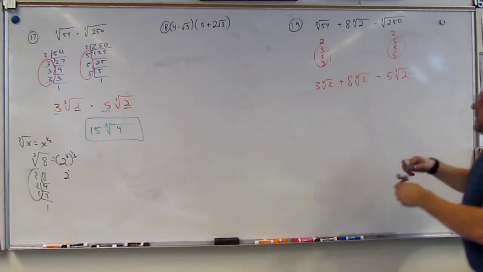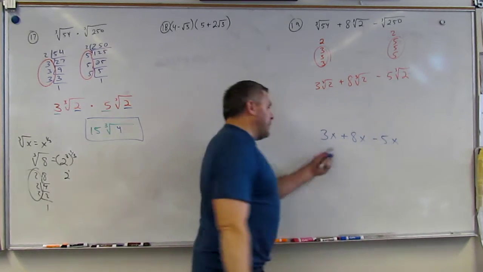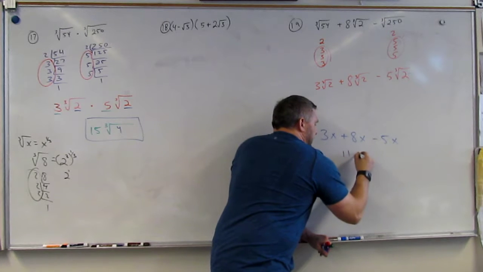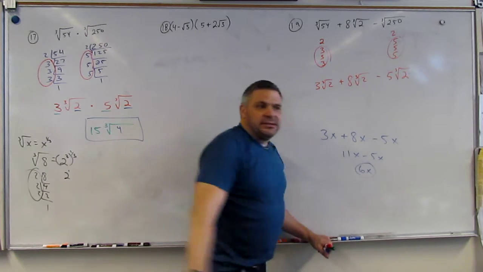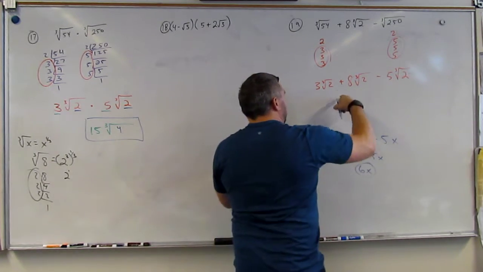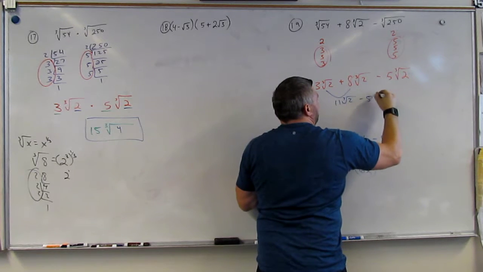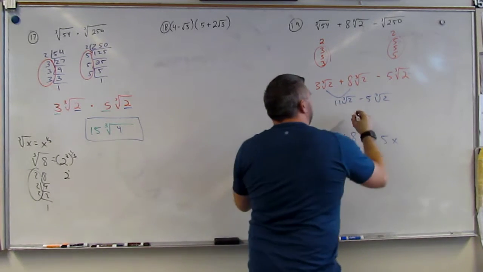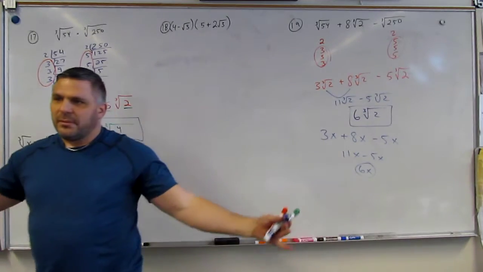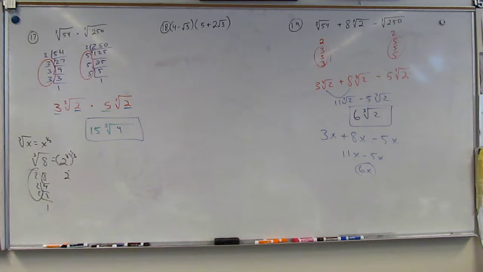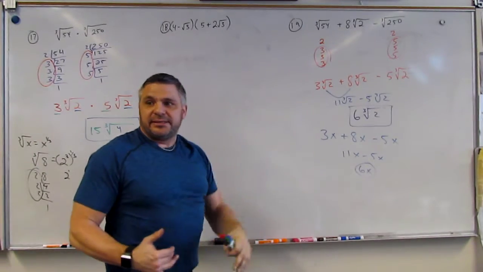That means it's just like saying 3x plus 8x minus 5x. And what would you get? You would get 11x minus 5x, and then you would get 6x, correct? And it's the same thing. You would get 11 cube roots of 2 minus 5 cube roots of 2, and you would end up with 6 cube roots of 2. Just treat it like an x. In that same aspect of treating it like an x, treat these like an x. Okay?